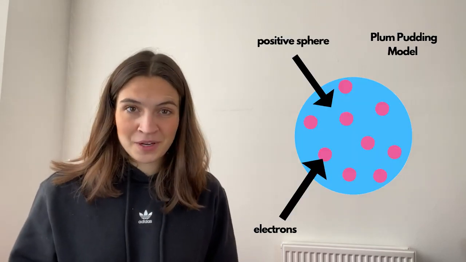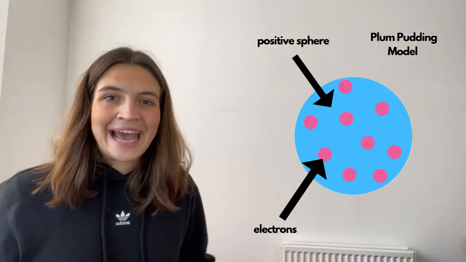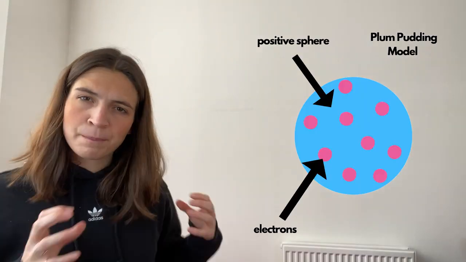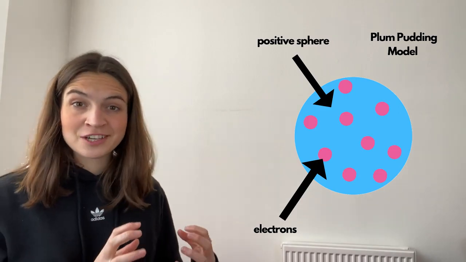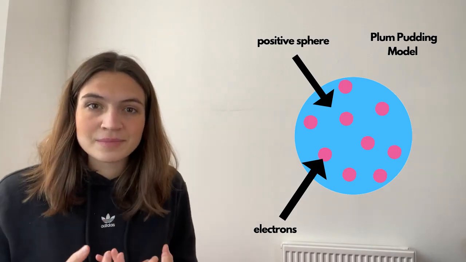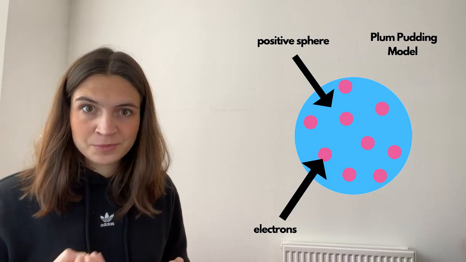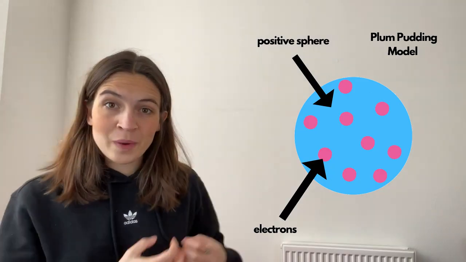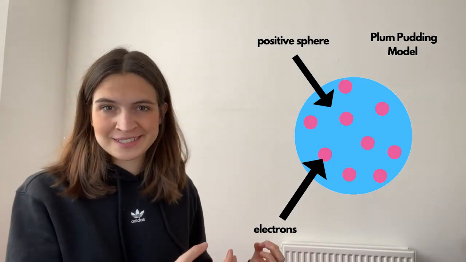Introducing the Plum Pudding Model. Once again, another pudding ruined with fruit. Anyway, in this model, our pudding is the positively charged sphere, and our plums are the electrons distributed throughout. So overall, we have still got a neutrally charged atom. So that model of our atom was accepted until Rutherford came along.